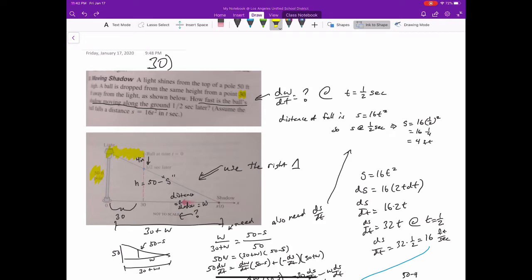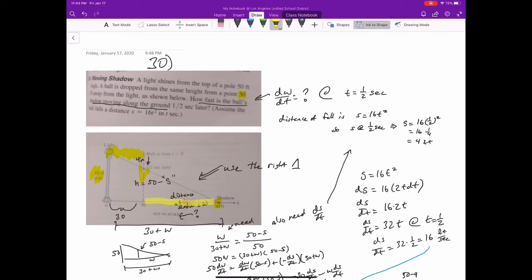A couple things we want to pay attention to: they gave us a graph and it says the light shines from the top of the pole. So the pole is over here, right? And it's making a light shining and it's going to hit a ball. That's the ball as it drops. And when the ball drops, it's going to cast a shadow. See, here's a shadow. And as the ball drops, the shadow starts moving this way.